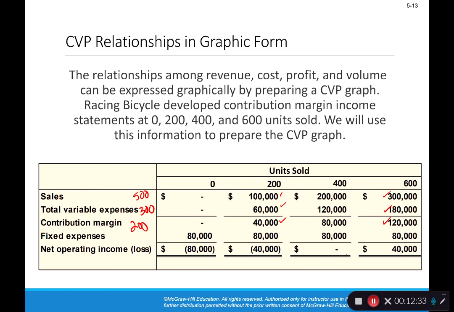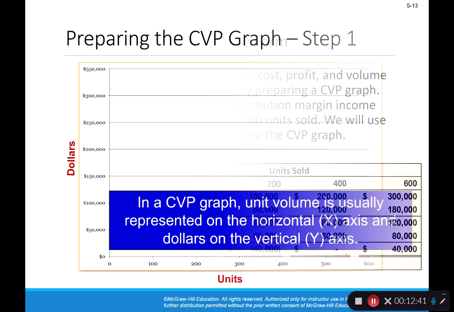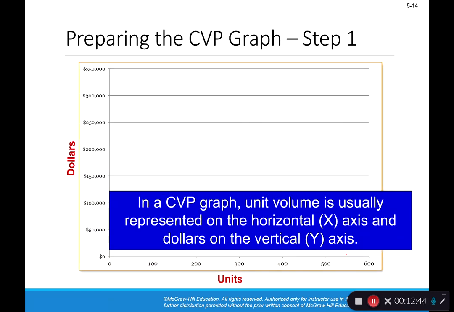The point of calculating these amounts at varying levels of activity is it's going to allow us to plot those data points on a graph. So we're going to start first by understanding what a graph looks like. You may remember this from junior high or even maybe elementary school, where we have a graph where dollars are on what we call our y-axis and units are on the x-axis.